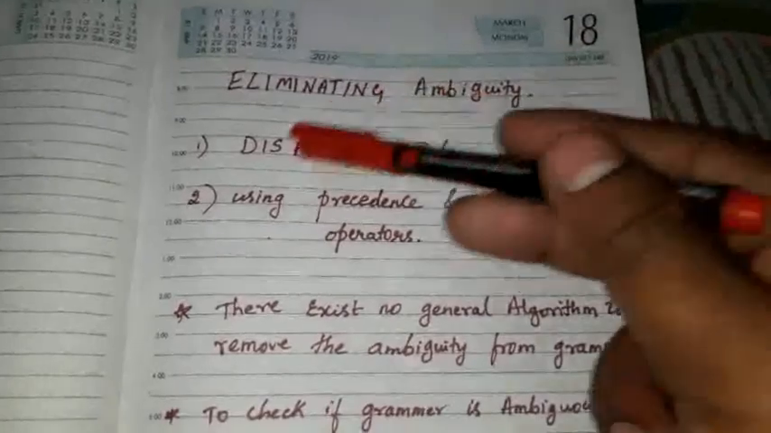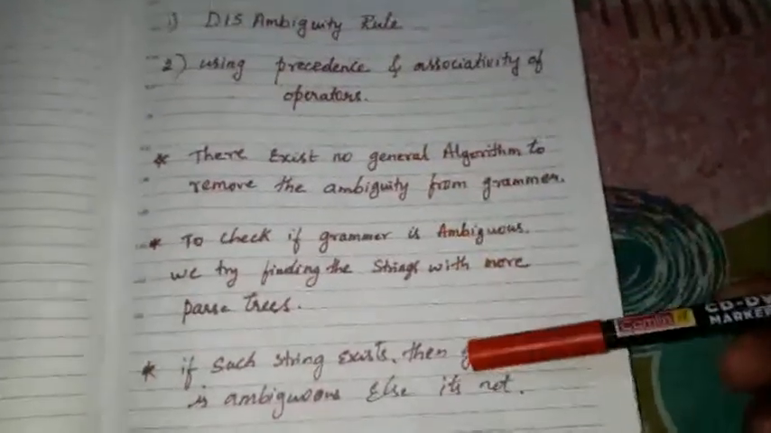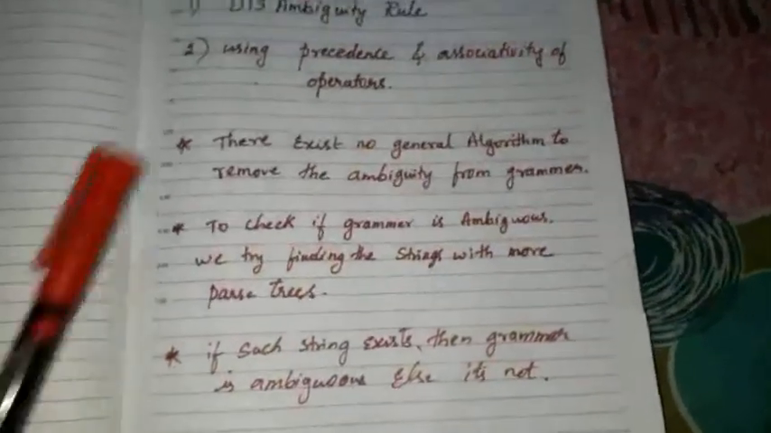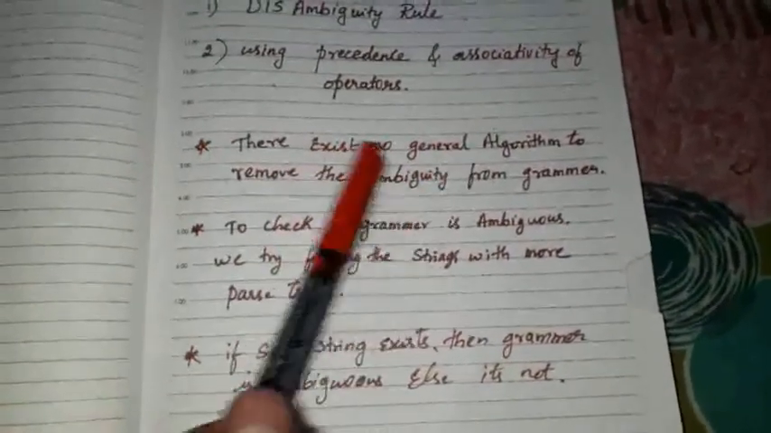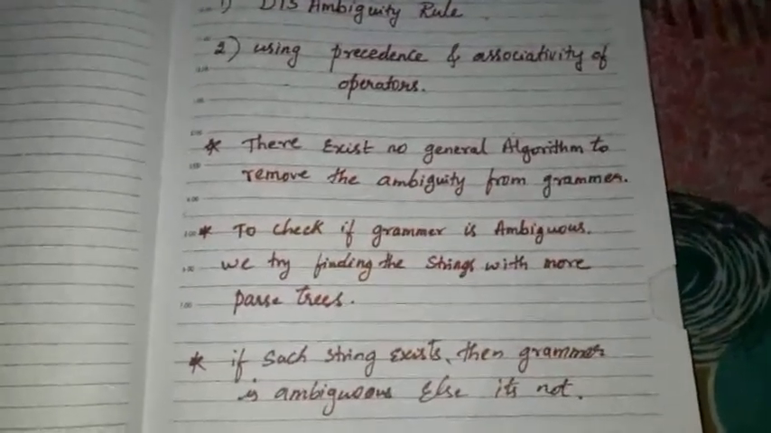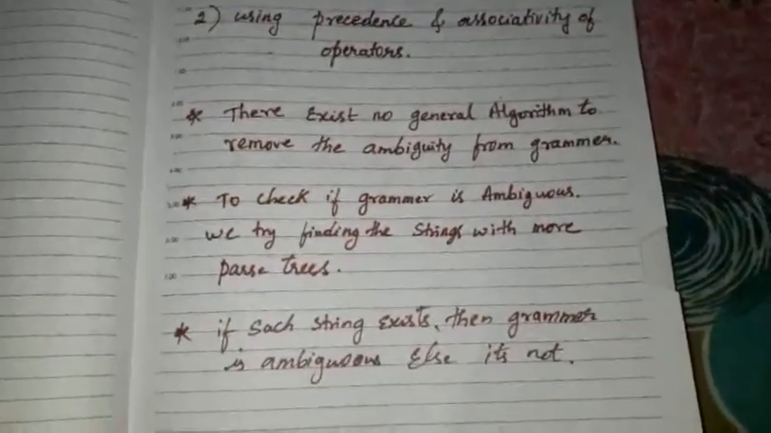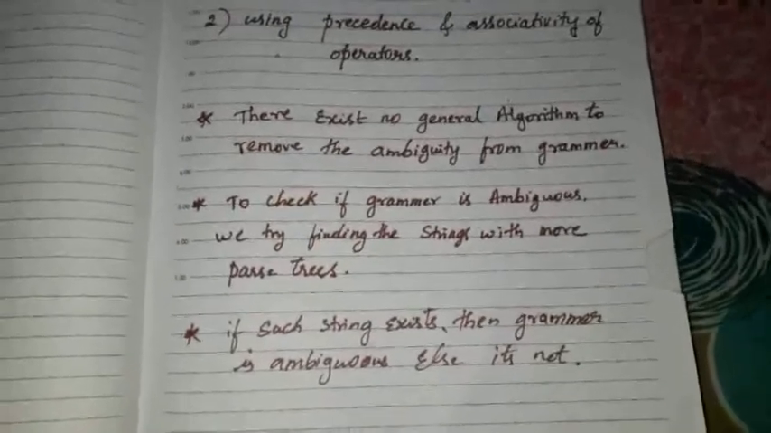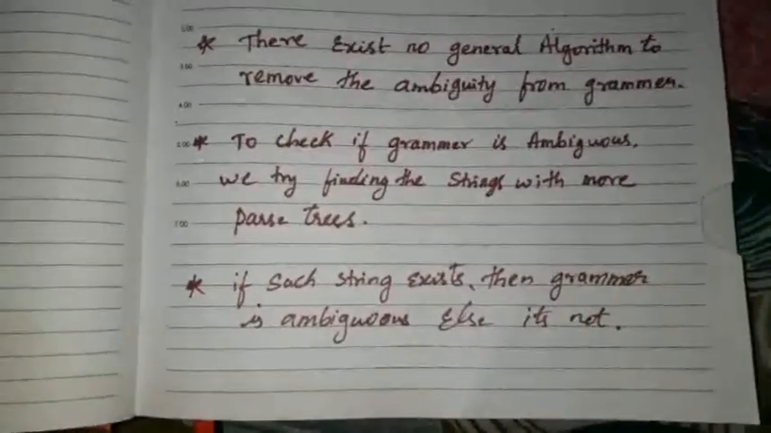Now, to eliminate the ambiguity, there are some points we should know. That is, there exists no general algorithm to remove the ambiguity from a grammar. That is, there is no standard technique, algorithm or steps to remove the ambiguity in the given grammar.